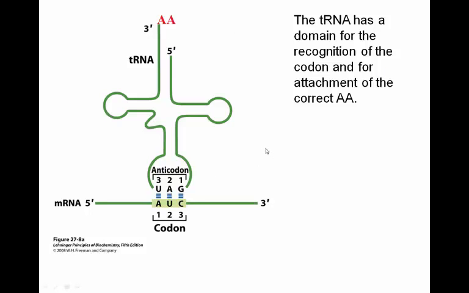The tRNA has a domain for the recognition of the codon and for attachment of the correct amino acid. So the correct amino acid is going to the CCA acceptor. Here's our anticodon loop. Here's our codon. This is the triplet that's on the mRNA. This is 5' to 3'. Remember, all base pairing is anti-parallel. So if this is 5' to 3', our base pairing has to be 5' to 3' in the other direction. So this is the 3' direction. This is 5'. This is 5'. This is 3'. Here's our base pairing interactions.